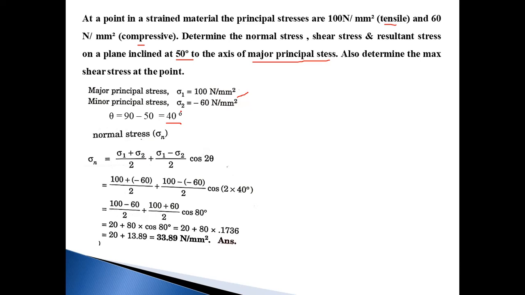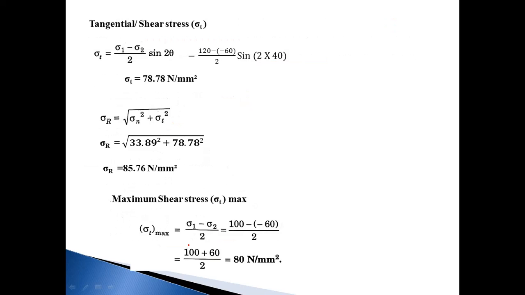Then now find out normal stress. Normal stress sigma n is equal to sigma 1 plus sigma 2 divided by 2 plus sigma 1 minus sigma 2 divided by 2 into cos 2 theta. Put all values. Now sigma 1 is plus 100 and sigma 2 is minus 60. So use this with sign considered, that is 100 plus, in brackets minus 60, divided by 2 plus 100 minus, in brackets minus 60, divided by 2 into cos 2 theta, that is 2 into 40. So put all values in this equation and calculate normal stress, that is 33.89 Newton per mm square.